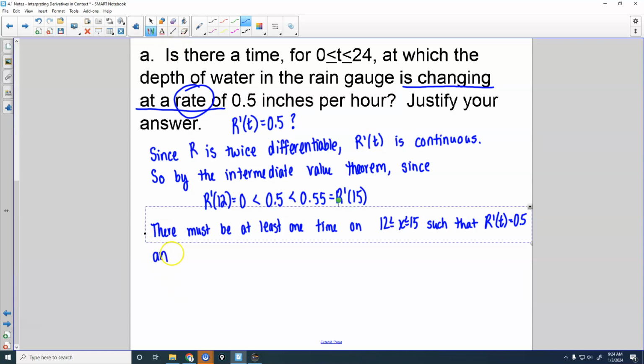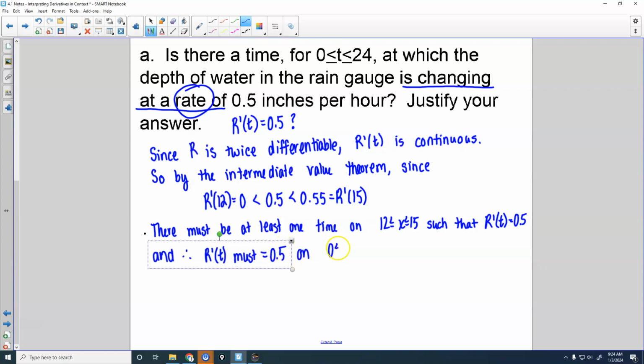And therefore, R prime of t must equal 0.5 on the interval from 0 to 24. I'm not 100% sure if that last part of that statement is totally necessary, but it doesn't hurt to say it because they asked about the interval from 0 to 24. Obviously, 12 to 15 is on that interval, so it has to be included, but it might be good to put that last part with that conclusion there.